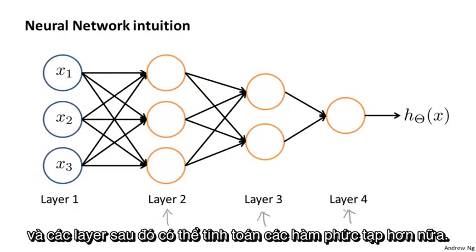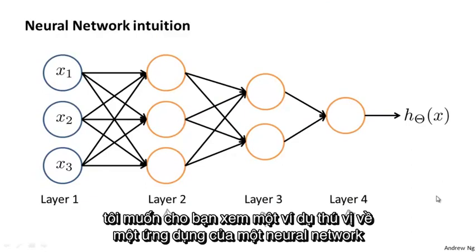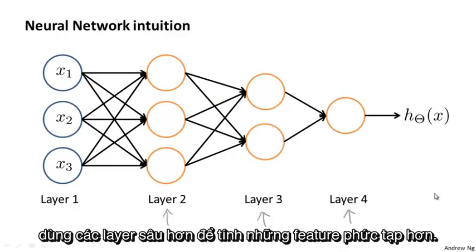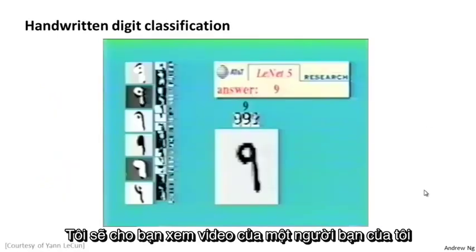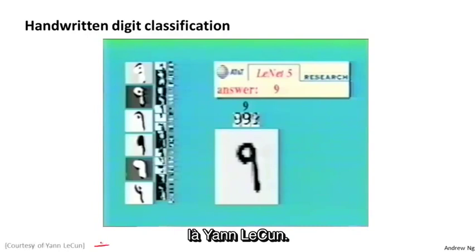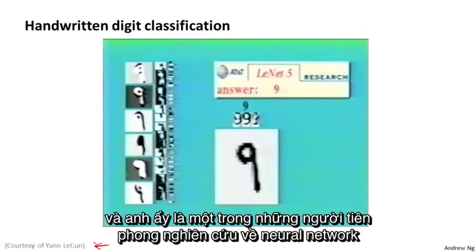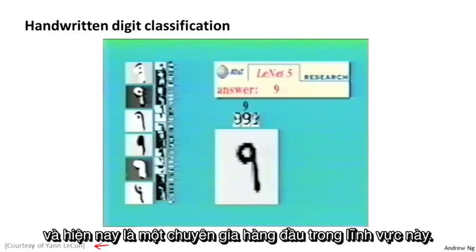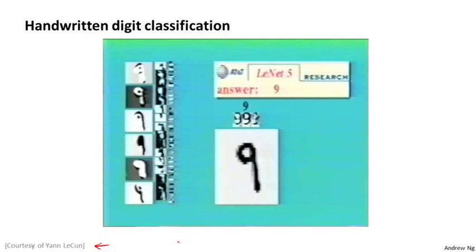To wrap up this video, I want to show you a fun example of an application of a neural network that captures this intuition of the deeper layers computing more complex features. I want to show you a video that I got from a good friend of mine, Yann. Yann is a professor at New York University, NYU, and he was one of the early pioneers of neural network research and is sort of a legend in the field now, and his ideas are used in all sorts of products and applications throughout the world now.